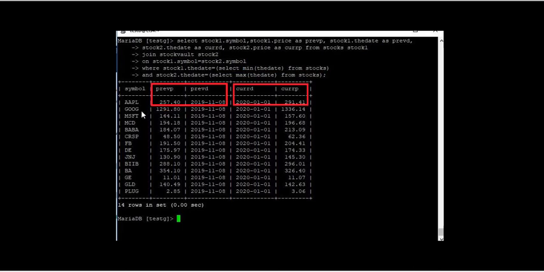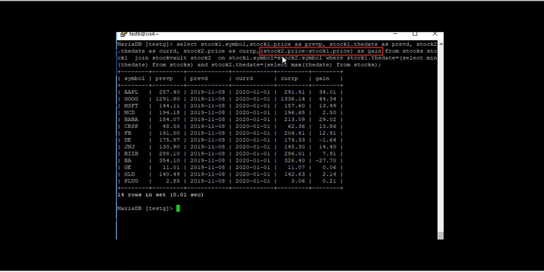So what we see here is Apple, as an example, had a previous price of $257, but has a current price of $291. So that's what it's doing. It's looking at Apple, comparing it to itself. That's why this is very interesting.